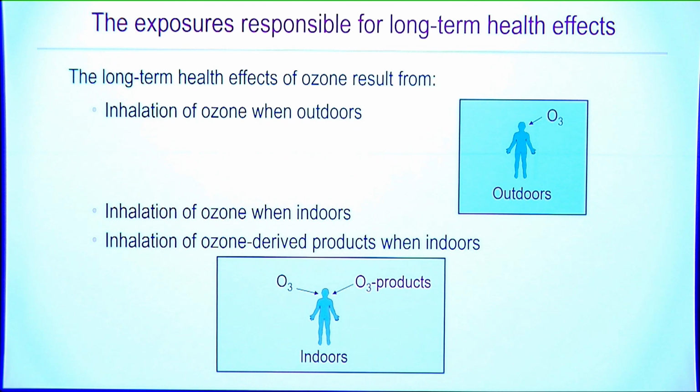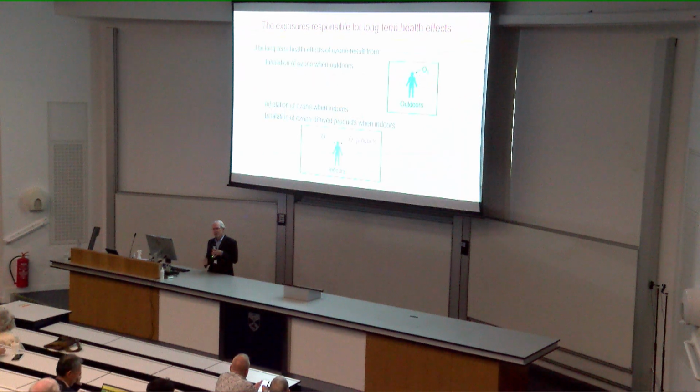Now, when the epidemiologists do these studies, they typically measure ozone at a central outdoor site where they model outdoor ozone concentrations over a large geographic area. But the individuals whose health they're monitoring are both outdoors and indoors, and the epidemiologists do not distinguish between when they're outdoors and when they're indoors. So they're actually capturing three different exposures, if you will.